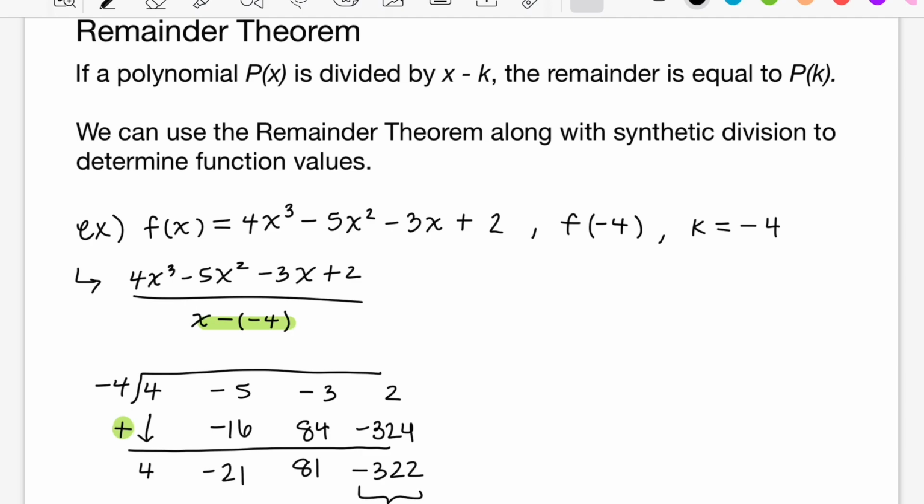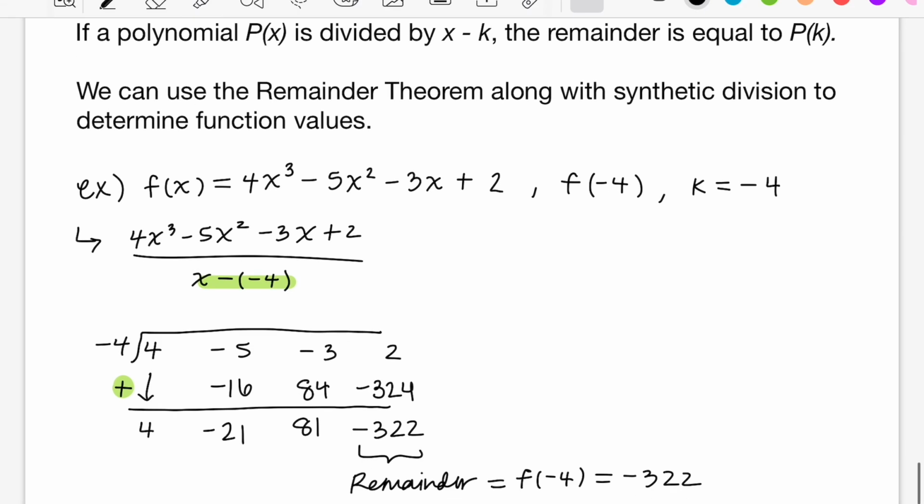And so this is our remainder, and by this theorem here, the remainder is going to be equal to our polynomial function evaluated at this k value. So f evaluated at this minus 4 value. So that tells us that f evaluated at minus 4 is going to be equal to this remainder, which is negative 322. Alright, so that'll be it for this video.